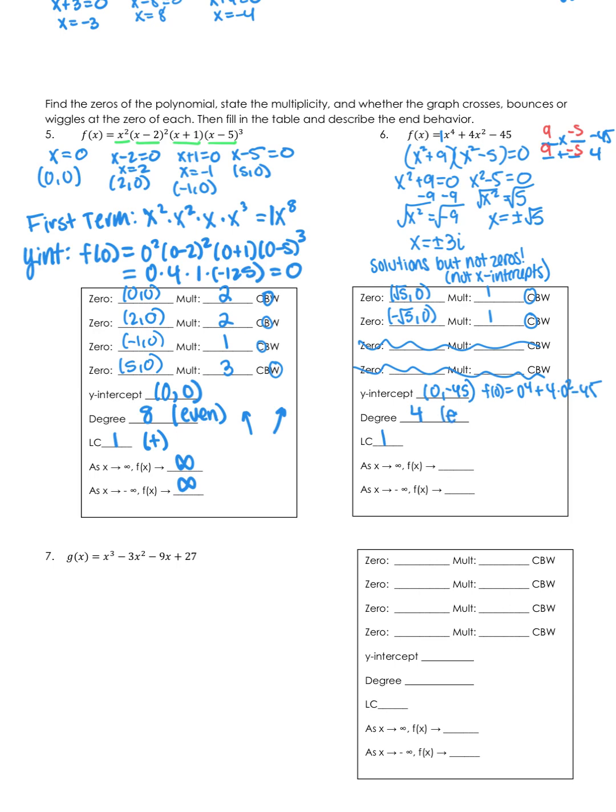So the degree is even. Leading coefficient is positive, so that means they're both going to go up, right? Even and positive, both together. Positive means up. So as we go to the right, we're going to go up. And as we go to the left, we're going to go up. Any questions on that?